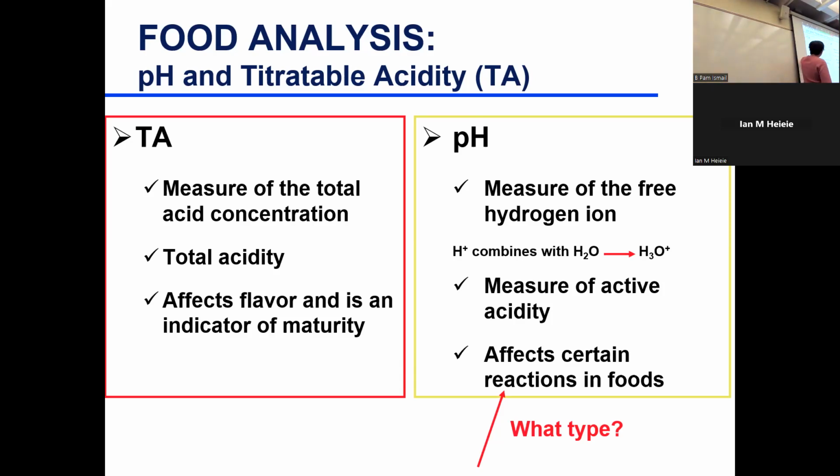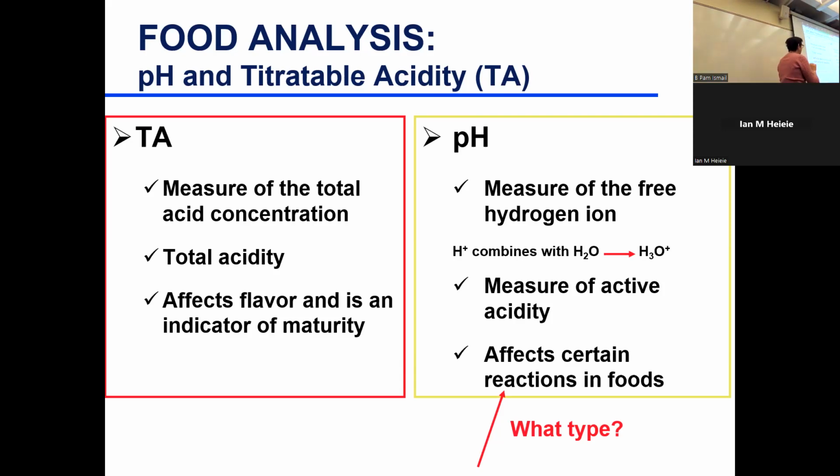So total acidity affects flavor and is an indicator of maturity. Whereas pH measures the active acidity, and it impacts reactions. What kind of reactions does pH impact? Enzymatic, absolutely. Different enzyme function at different pH. What else? What can grow in your food?